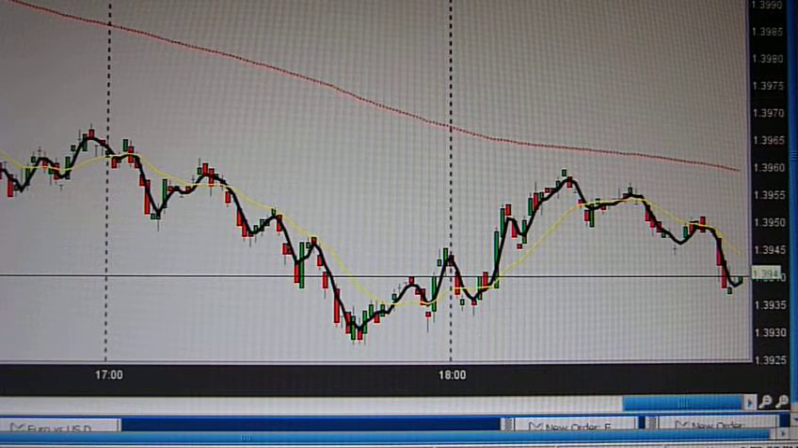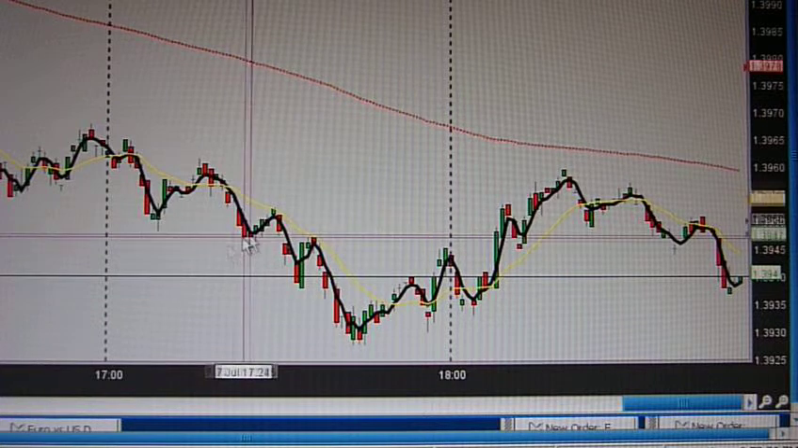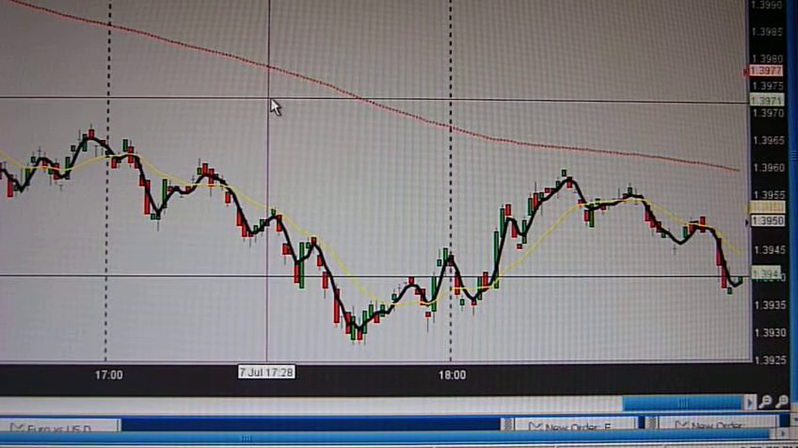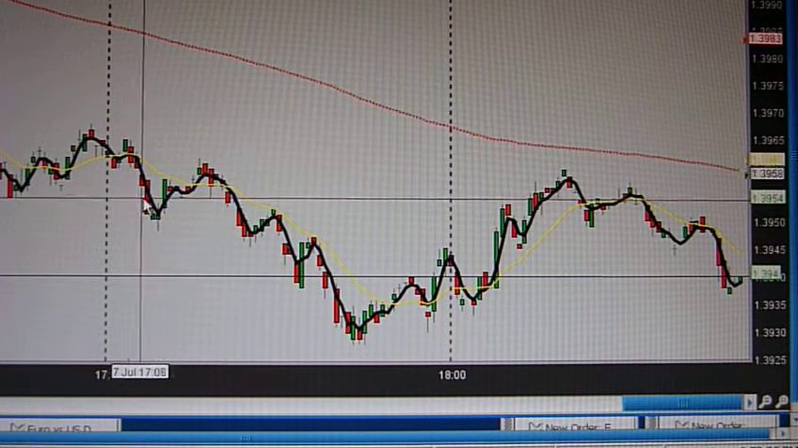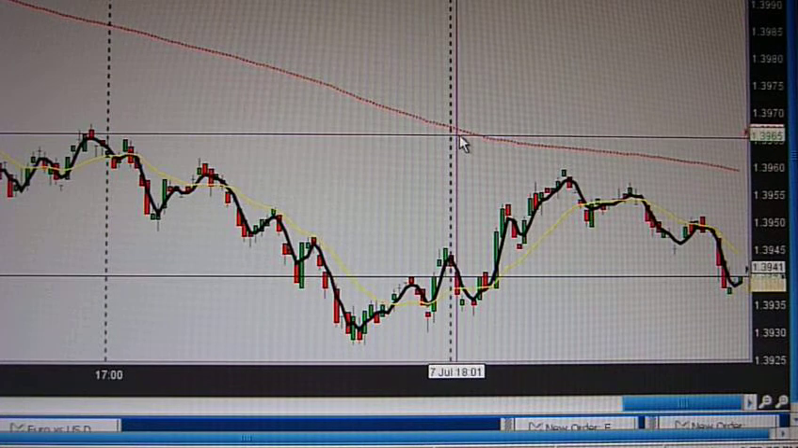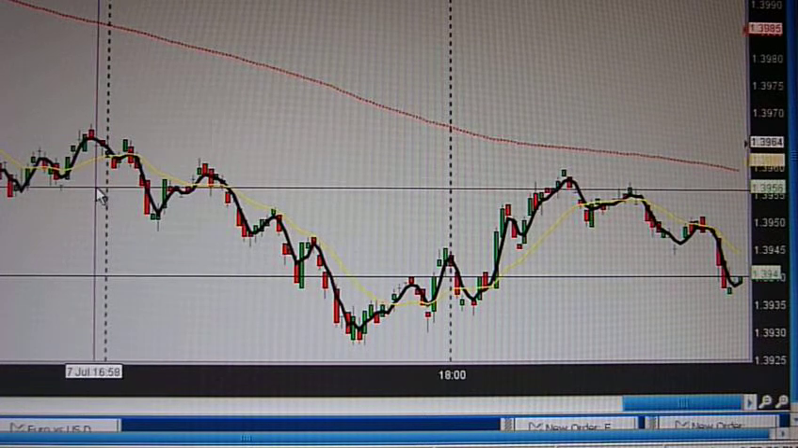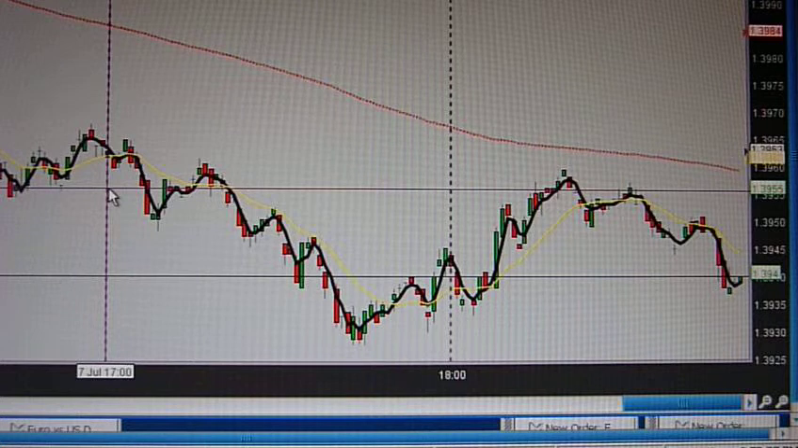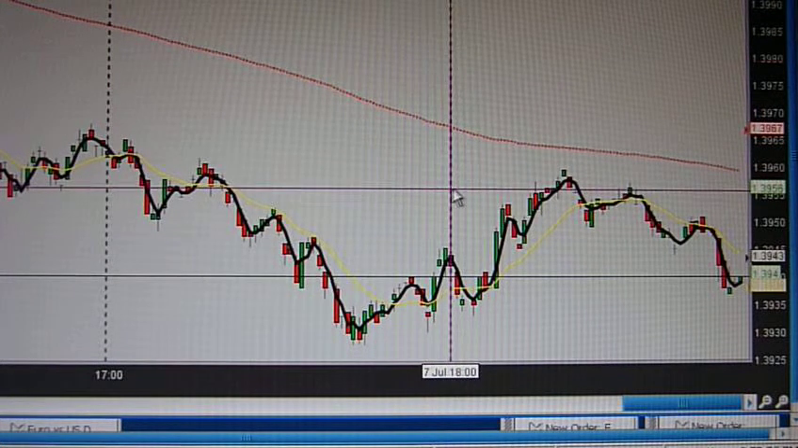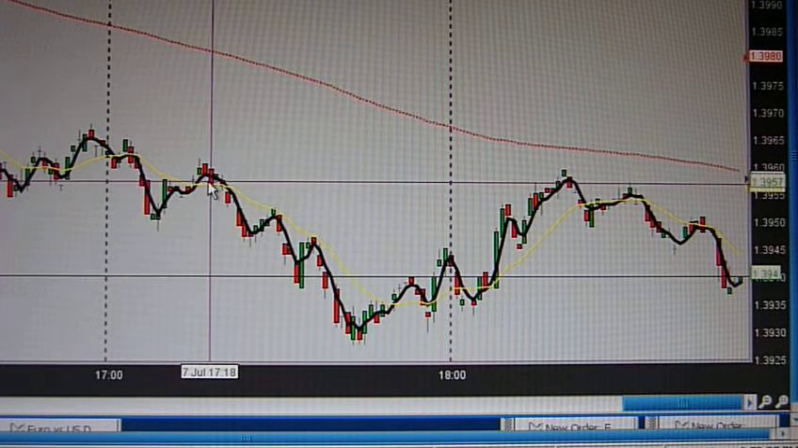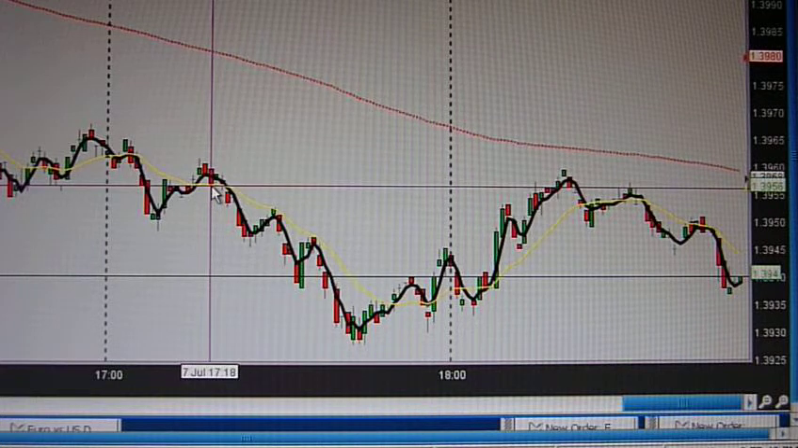But I think really I will explain something here. Maybe some new ones who are just entering trading or want to learn to trade, it just may help them. I've got a few time frames here. The one you're actually looking at is 1 minute, and I put two vertical lines for 1 hour, from 5 o'clock to 6 o'clock. Each one of those candles represents 1 minute, so we have 60 of those.